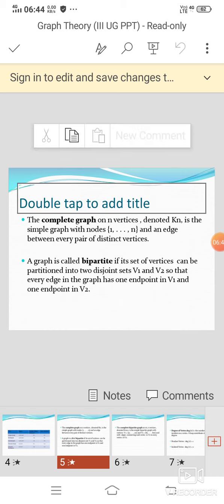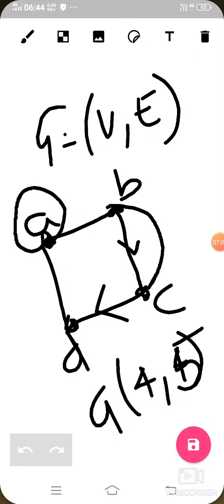Now see, what is the definition of a complete graph? A graph is called a complete graph, denoted by Kn, if it contains an edge between every pair of distinct vertices. Every pair of distinct vertices. Now see, this is a graph.